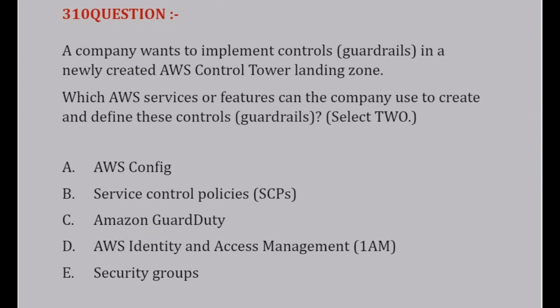Question is, a company wants to implement controls, guardrails, in a newly created AWS Control Tower landing zone. Which AWS services or features can the company use to create and define these controls or guardrails? Select two options. Option A, AWS Config. Option B, service control policies, SCPs. Option C, Amazon GuardDuty. Option D, AWS Identity and Access Management, IAM. Option E, security groups. Correct answer is option A.